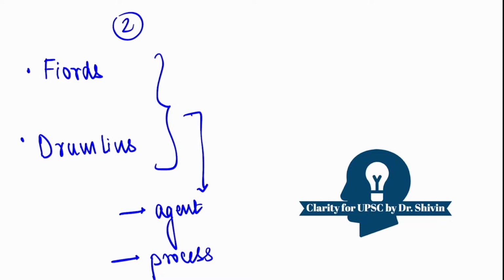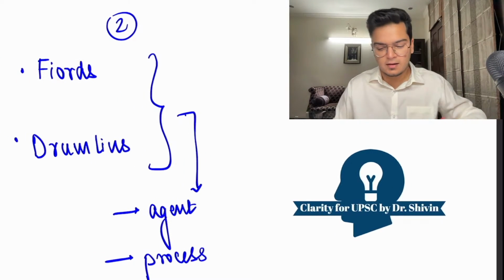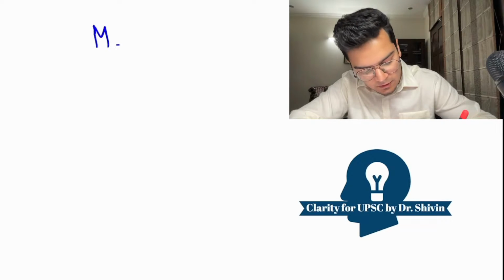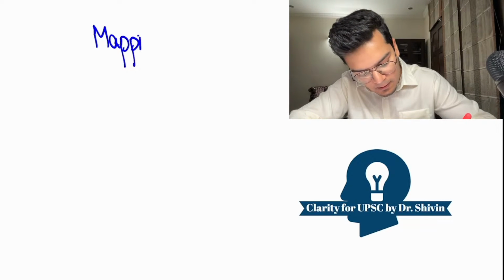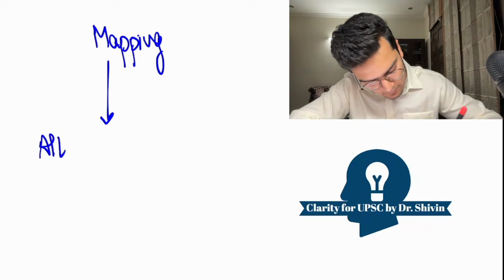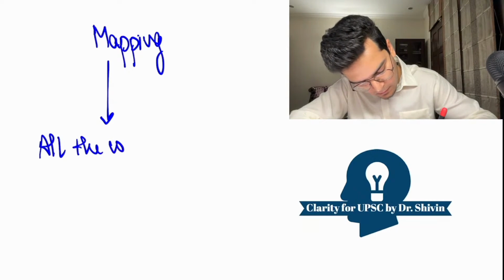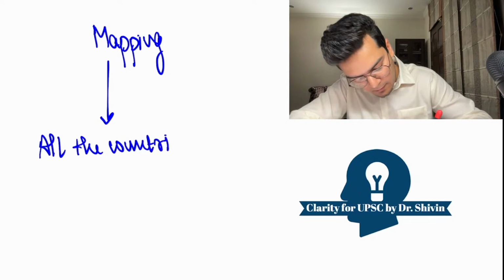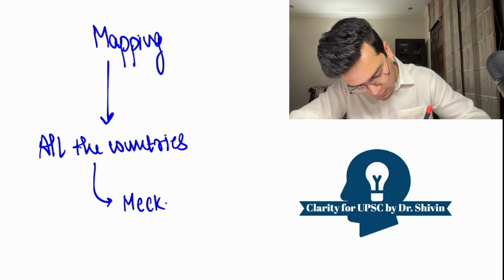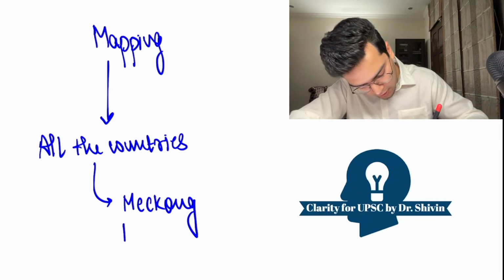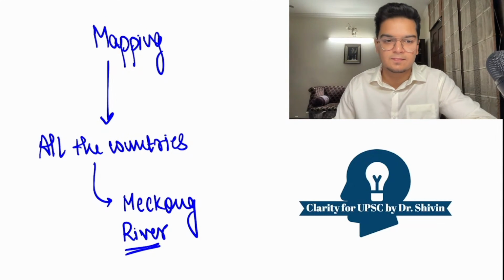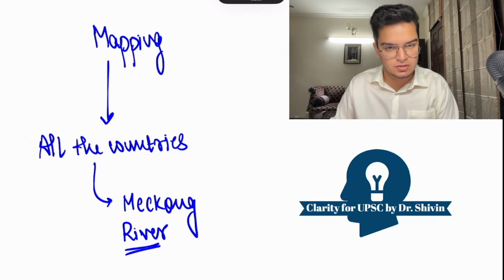Good, good. Most answers are correct. All right. Now let me ask you a question from mapping. Tell me the names of all the countries from where the Mekong River passes. The Mekong River, the names of all the countries through which it passes. Again, 1 minute for you to answer this question.